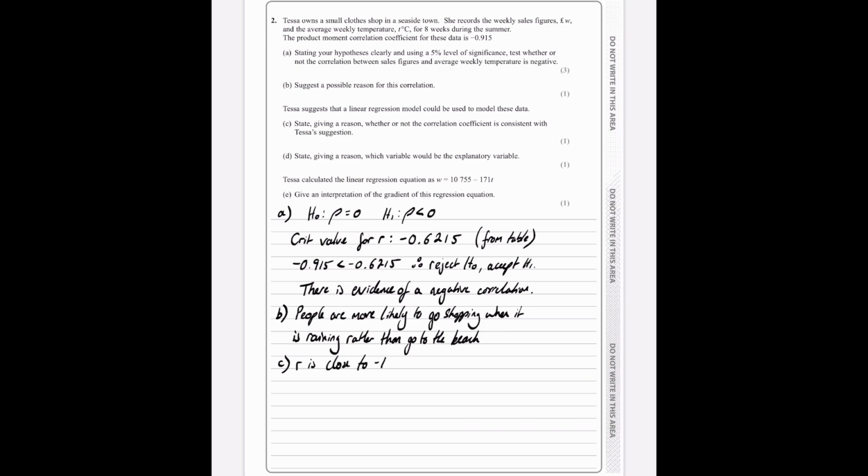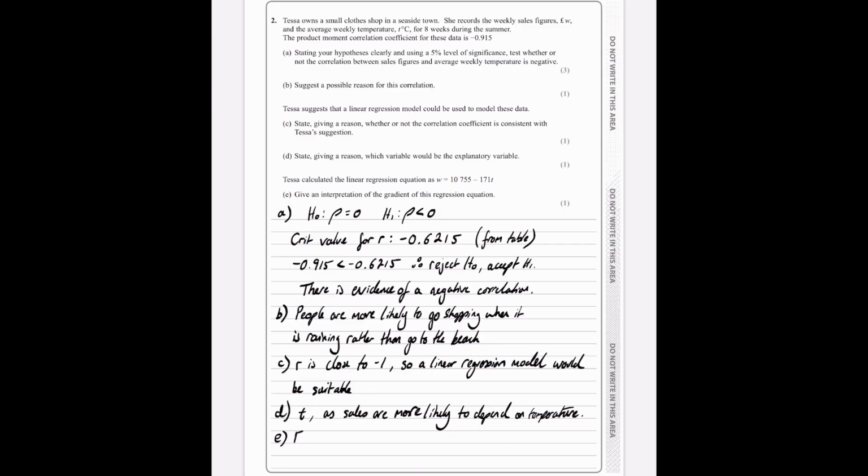Now, because R is close to 1 for C, close to -1, sorry, a linear regression model is definitely going to be suitable here. And then for D, we're likely to have the sales dependent upon the temperature. The temperature is not going to be dependent upon the sales, so T for D.